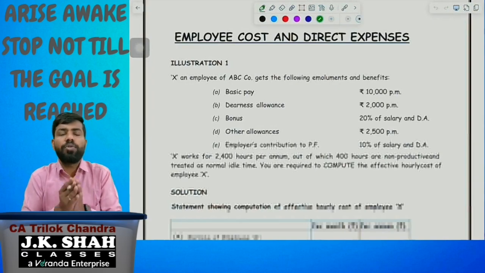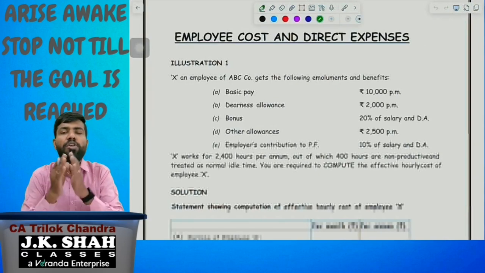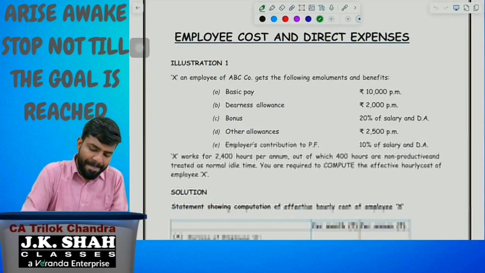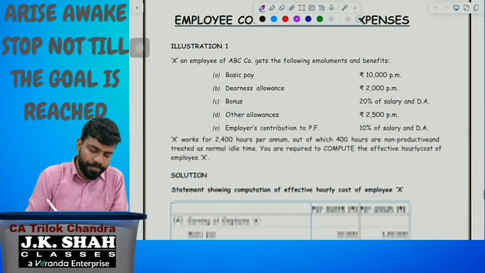Let us do the questions based on the employee cost valuation. First one. X, an employee of ABC company, gets the following emoluments and benefits. Basic pay 10,000 per month. Dearness allowances 2,000 per month. Bonus 20% of salary and dearness allowances. Other allowances 2,500 per month. Employer's contribution to PF 10% of salary and DA.